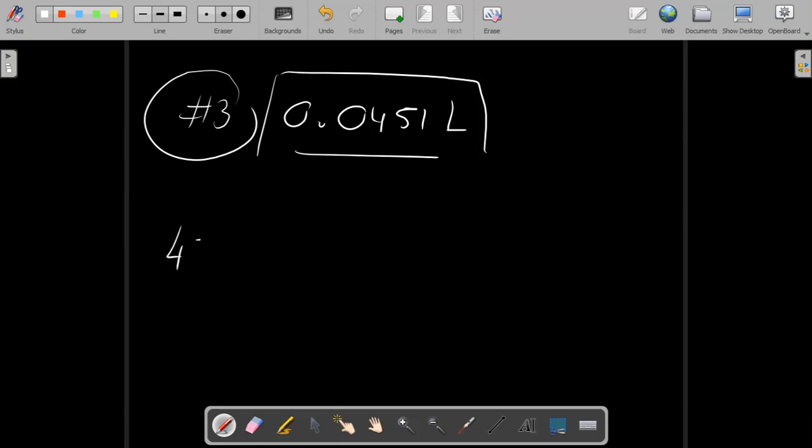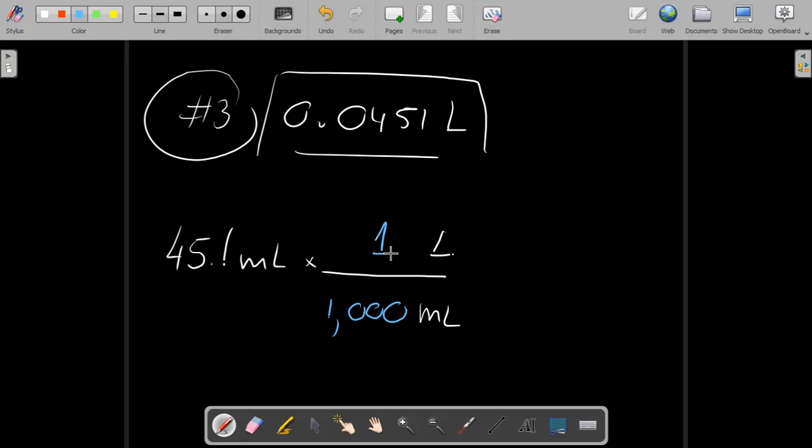Always start with what they give you, 45.1 milliliters. Open your fraction. Remember, there's a multiplication. If I don't add it here, it's implied. Put the units you're trying to get rid of at the bottom, the new unit at the top. Now think, how are they related? Milliliters and liters. Milli means 1,000. So I know there's 1,000 of them in 1 liter.